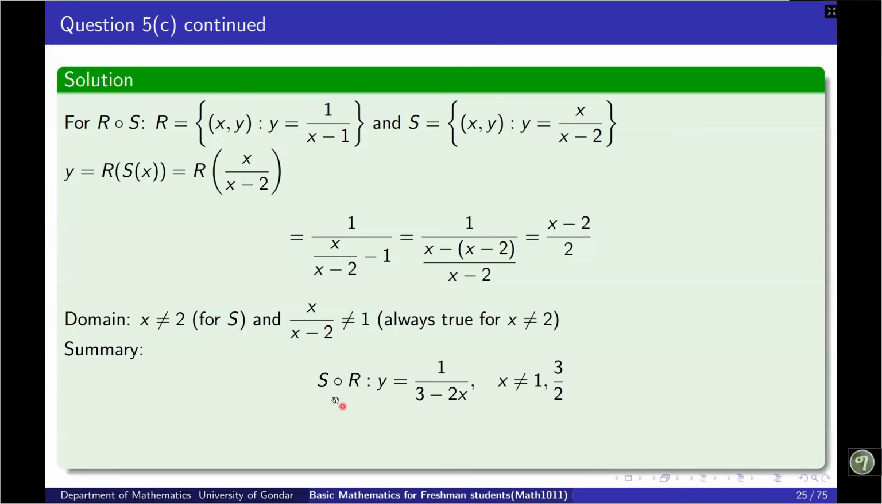Then S composite of R could be y is equal to 1 over 3 minus 2x for x different from 1 and 3 over 2. R composite of S could be y is equal to x minus 2 over 2 whenever x is different from 2. That will be the summary.